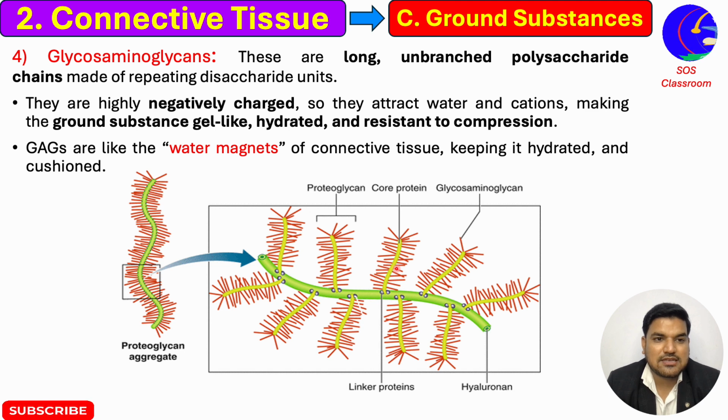So glycosaminoglycans are like a water magnet because they are negatively charged and water loving, keeping it hydrated, and cushioning because of the different types of glycosaminoglycans forming the proteoglycans.